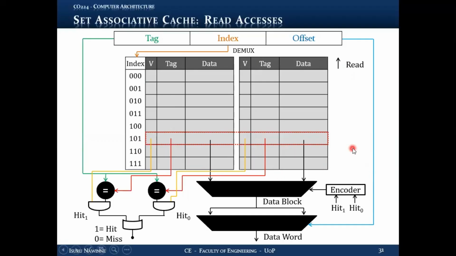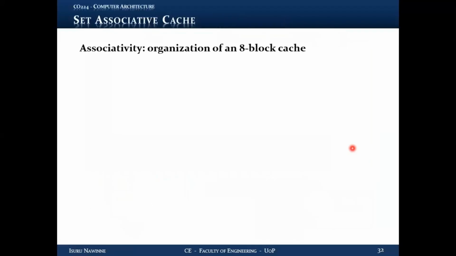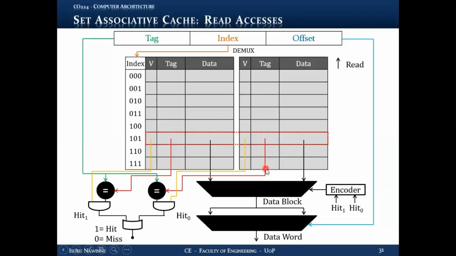Okay, so this is the set associative cache implementation for a read access. We will not look at the write access. You can imagine how the write access happens here. So very similar to the same setup.